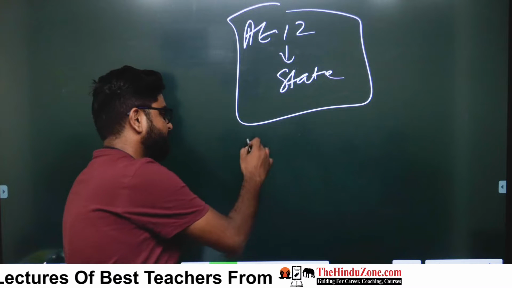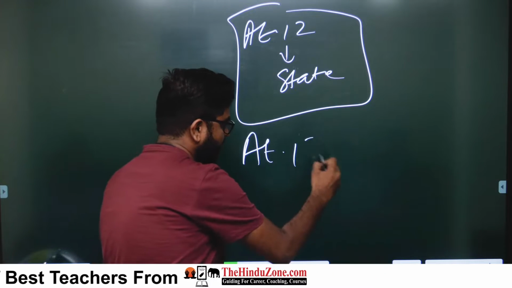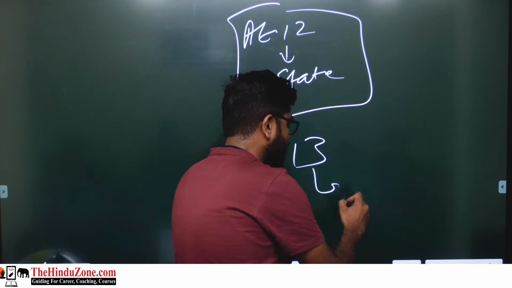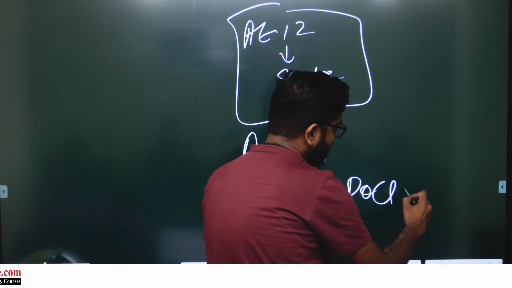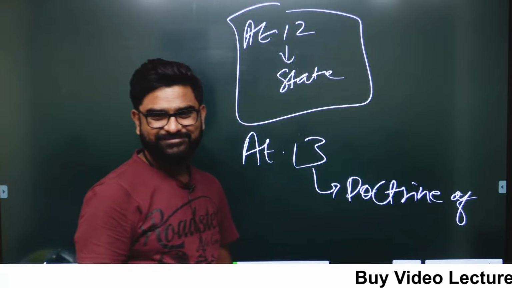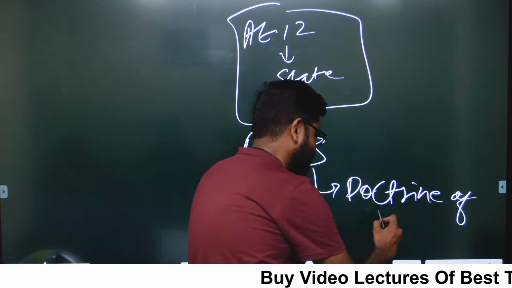Next is Article 13. Article 13 deals with a doctrine that is called the doctrine of, can anyone tell me what that doctrine is? Favorability, exactly.